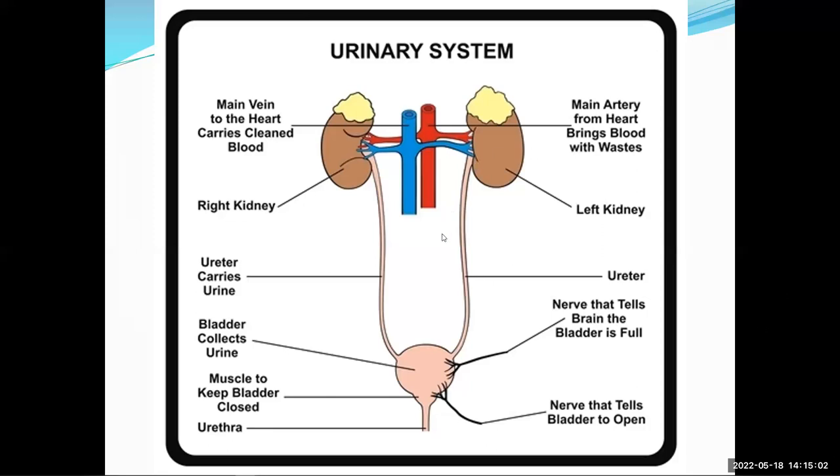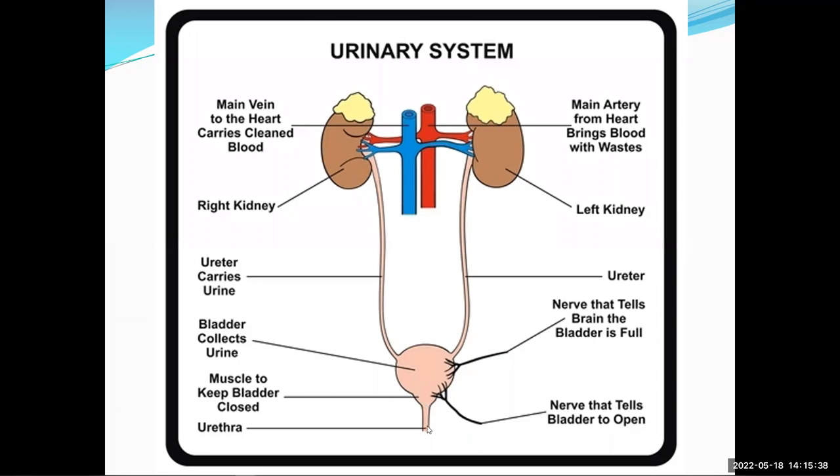So kidneys, ureters, bladder, and I forgot, what type of epithelium is associated with this? With the bladder, what type of epithelia? Transitional, right? So very good. And then from the bladder, it's voided to the external environment via the urethra. Here we have both internal and external sphincter muscles that regulate the emptying of the bladder.